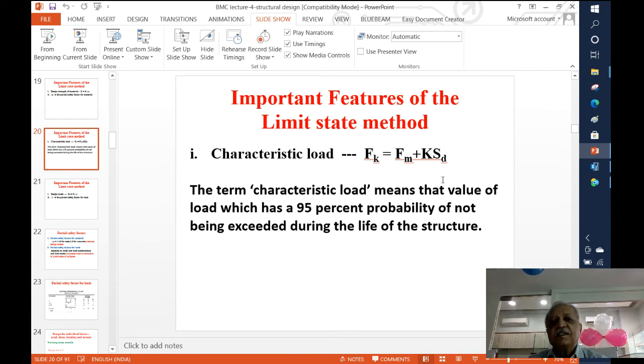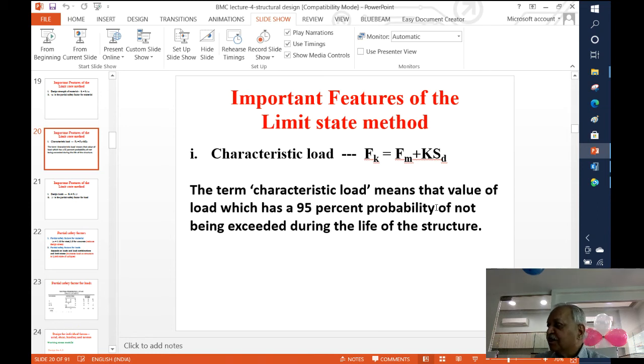Then second is the characteristic load. So you have got load which you say, okay, live load so much for residential building, for industrial building, for public place and so on. So you have got different loads specified. Now you have to consider the characteristic load, that if there is actual data available, that characteristic load means there is a 95% probability that load will not be exceeded. So you are indicating that.